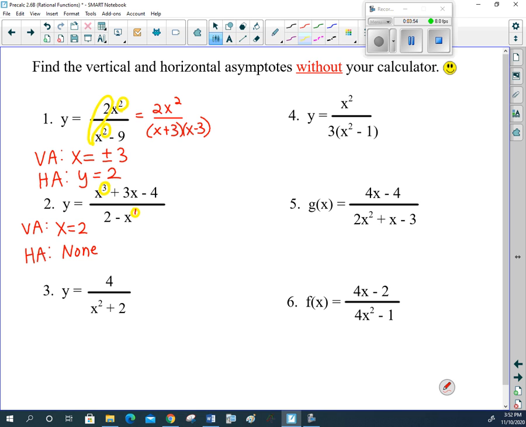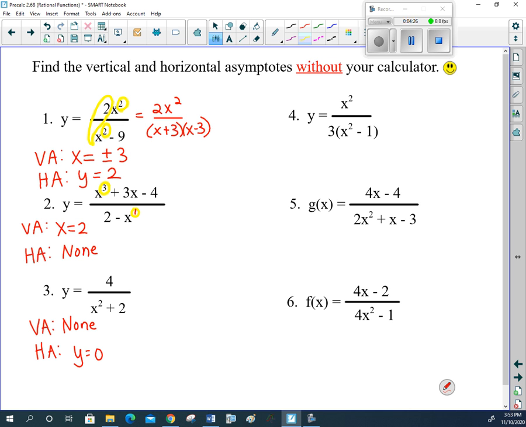Okay, question number 3. When I look at this one to find my vertical asymptotes, is there any number that you can put in for x that will make you divide by 0? I don't think so, because you're taking x and squaring it. That's always going to turn out to be a positive number, and you're adding a 2 to it every time. So there are no vertical asymptotes on this one. And then the horizontal asymptote is y equals 0. The degree of the numerator is less than the degree of the denominator.